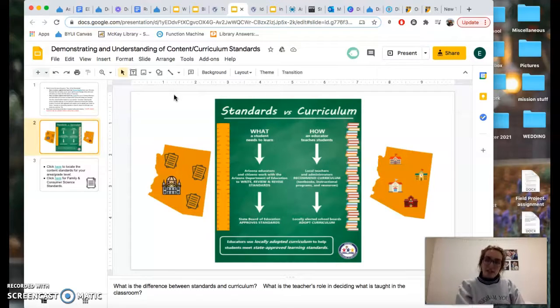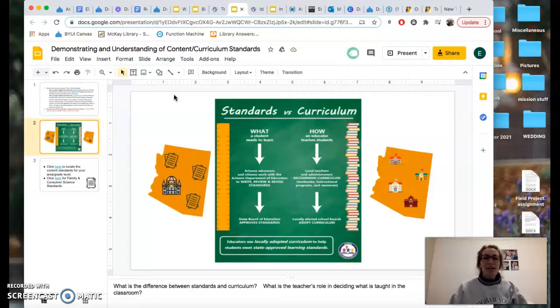Education. The curriculum, on the other hand, focuses on the how of teaching. It describes how the teacher will educate their students. This is decided on more of a local level and is approved by the local school boards. So local teachers and administrators will get together and decide this curriculum. This can be textbooks and other resources that a teacher will have to teach their students.